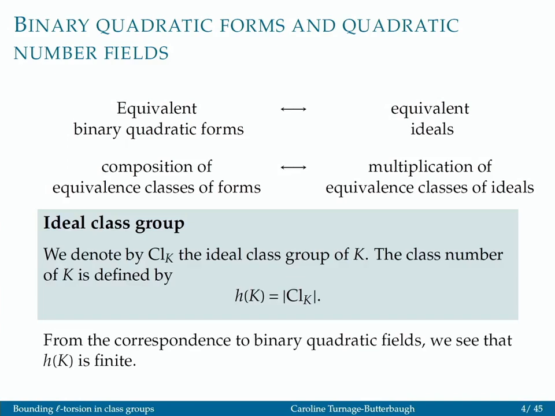And so you can define the ideal class group now from the number field side of things. We're going to denote the ideal class group, here still talking about quadratic K, as Cl(K). And the size of this is called the class number. In this case in particular, because of this correspondence to binary quadratic forms in the work of Gauss, you can see that this class number is finite.